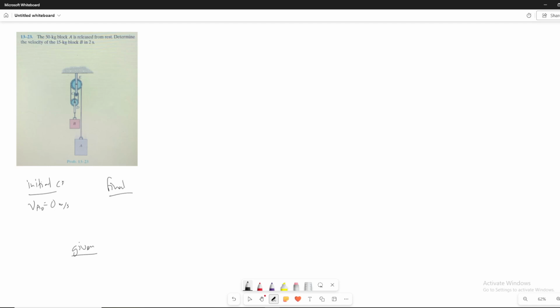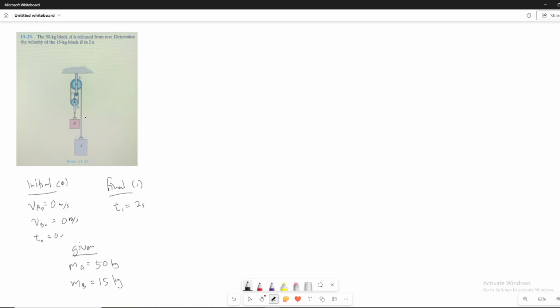Okay, this is not, final is state 1, for example. It means that VB not is also 0 meter per second initially, and then MA equals 50 kilogram and MB equals 15 kilogram. Okay, so determine. T naught equals 0 second, T1 equals 2 second. So this is all the information that we need.